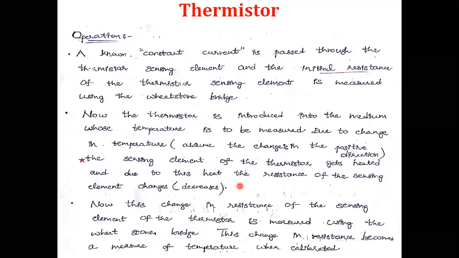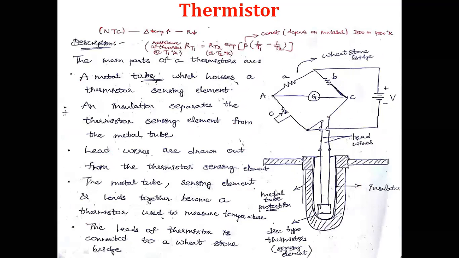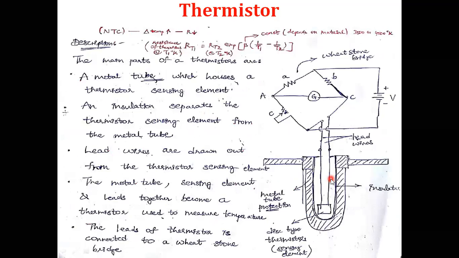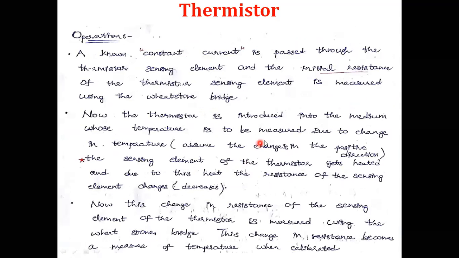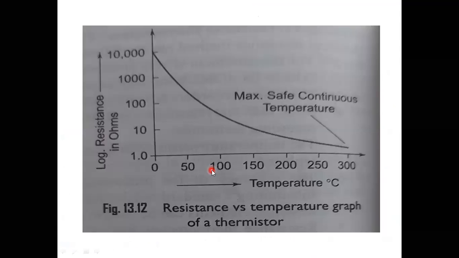This is about the thermistor. You need to draw this diagram. This is the basic equation. Then the construction part, operation part, applications part, advantages and disadvantages. And these are the graphs. This is the temperature versus log resistance.